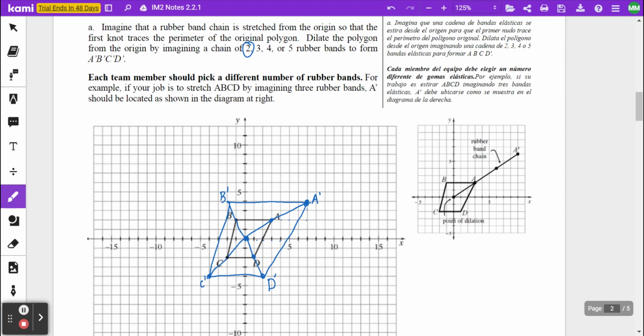So this time I'll do 3 just to keep it simple. 3 will be in this color. Okay. First stretch, second stretch, third stretch. Did I do it right? Did I go over 4? I have 2. Very good. There's A prime prime. Just naming it a little bit differently. 2 primes to indicate that it's my second image. Here's B prime prime. Here's C prime prime.